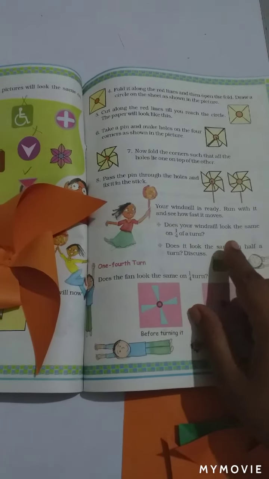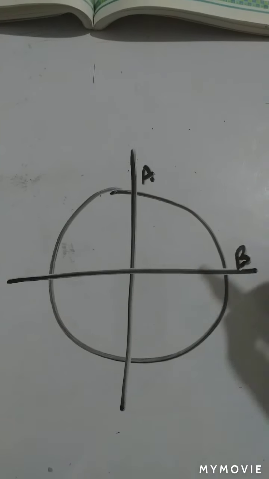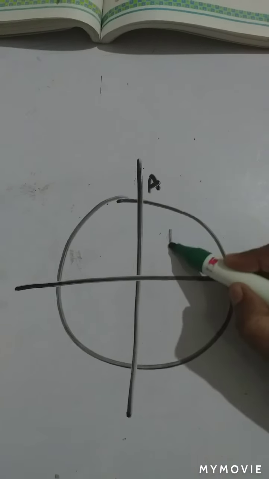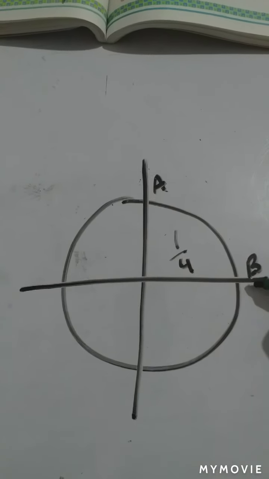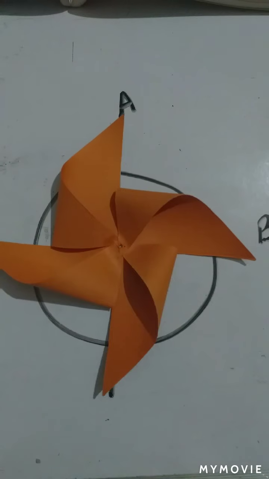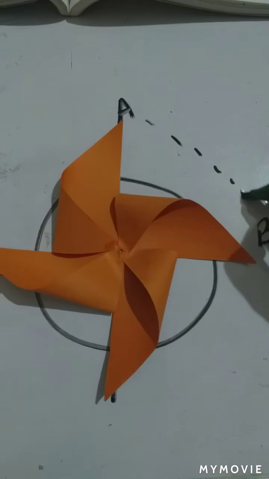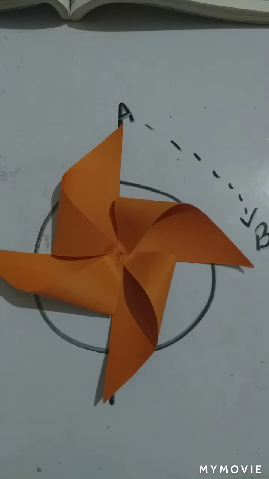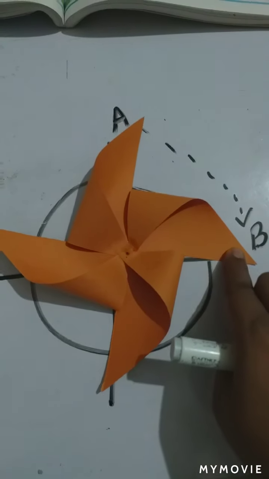Does the windmill look the same on a 1/4 turn? Now see what is a 1/4 turn. This is a 1/4 part. So when you give a 1/4 turn, the A part should come to the B part. Now we will keep our windmill here and see if it is coming. So children, I am going to give it a turn. From the A part it should come to the B part, and we have to see whether it looks the same. So I am going to bring the A part to the B part.